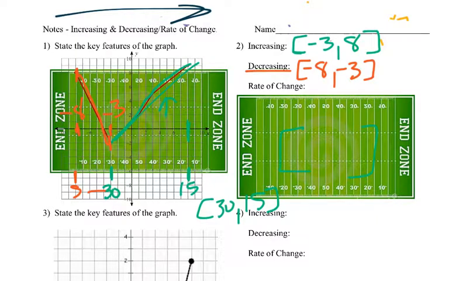Okay. So that's increasing and decreasing. So I'm going to go through increasing and decreasing first, then we're going to deal with rate of change. Okay. So that's how we're going to attack these.